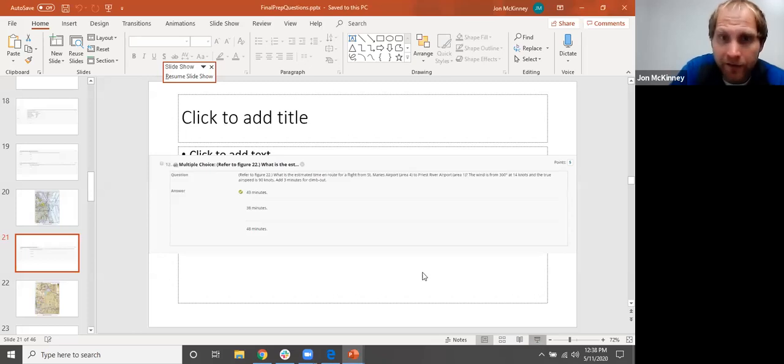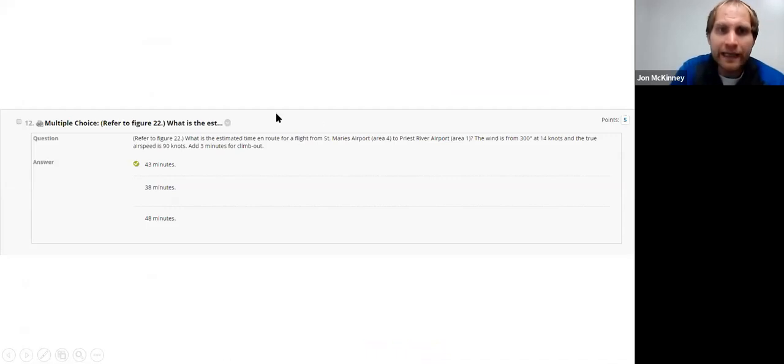Okay, so here's our setup. We need to know the estimated time en route for a flight from St. Mary's Airport to Priest River Airport. Wind is 300 at 14 knots, the true airspeed is 90 knots. Add 3 minutes for climb out.